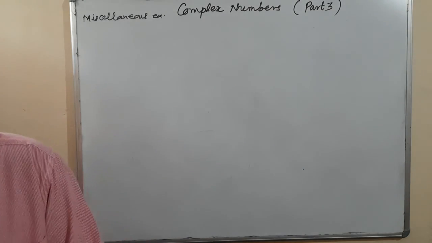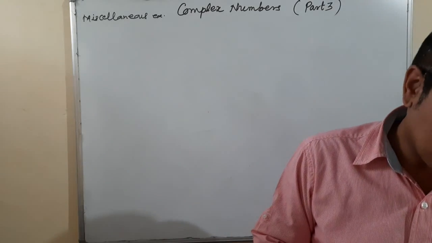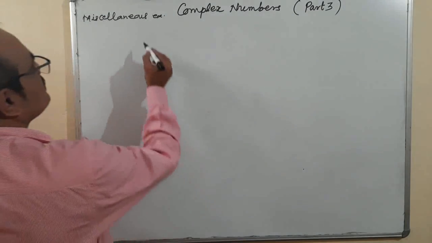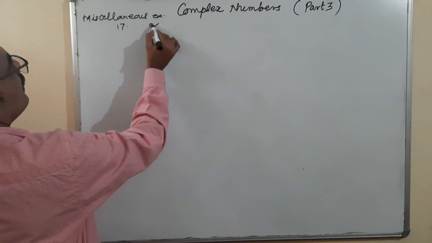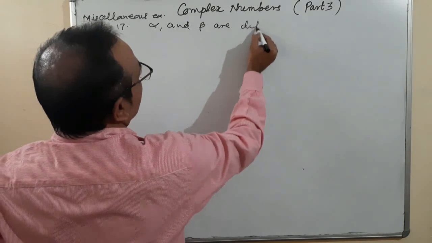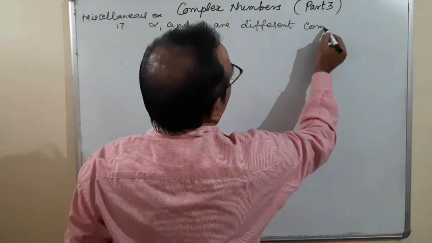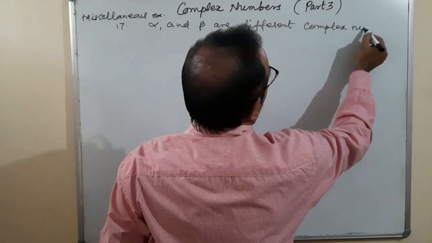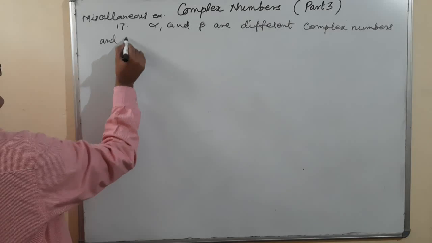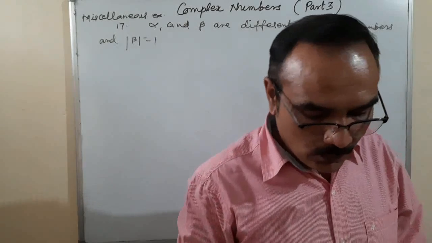After this question, I want to take question number 17. If alpha and beta are different complex numbers, question 17, a very interesting question. Alpha and beta are different complex numbers, and the magnitude of beta is equal to 1.